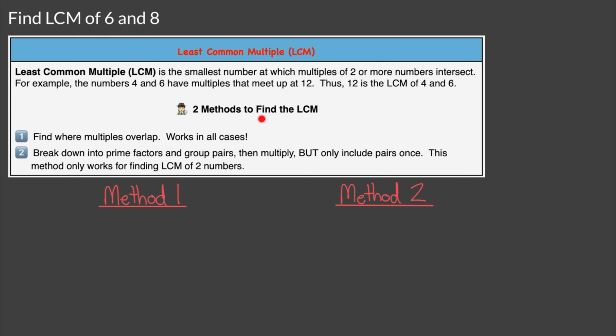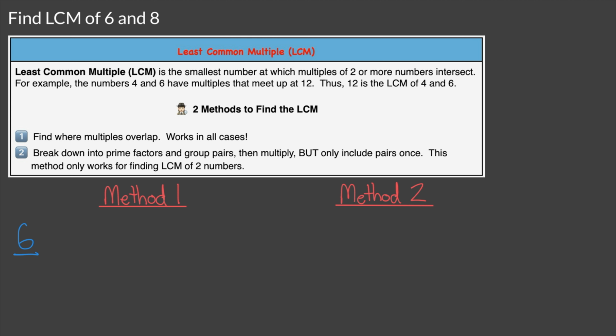There are two methods to find the LCM. The first method says find where multiples overlap, and it works in all cases. So this is a really good method because it works in all cases. Let's start by using method 1 to find the LCM of 6 and 8.